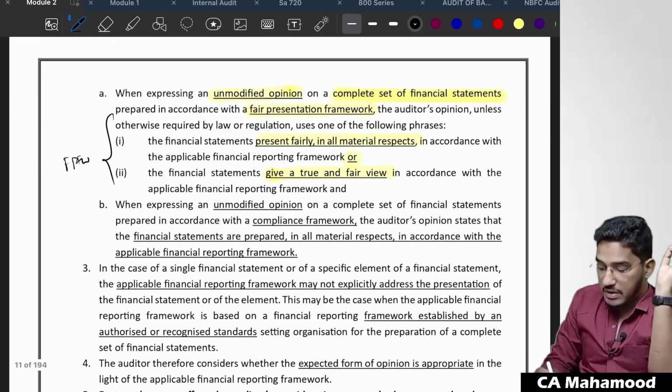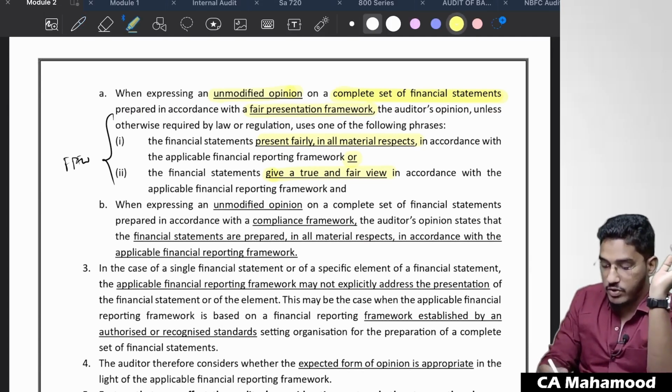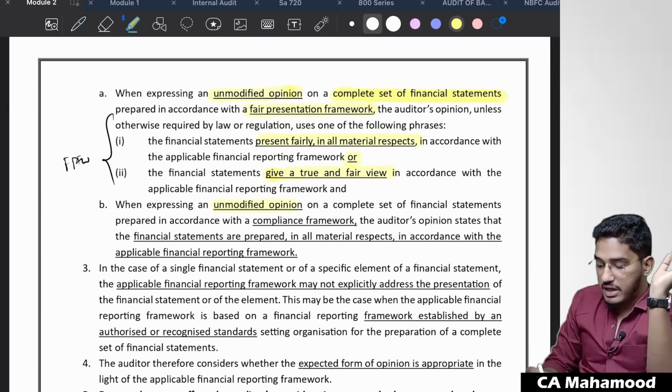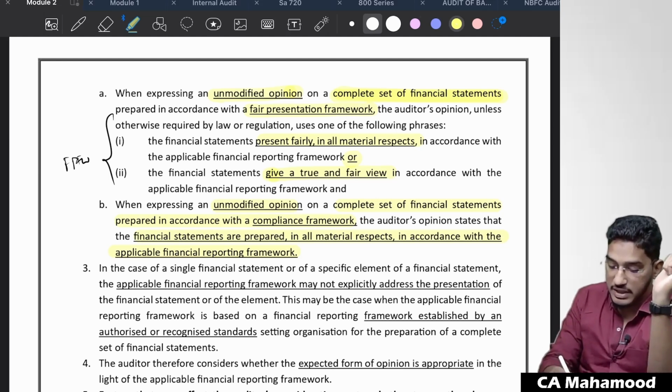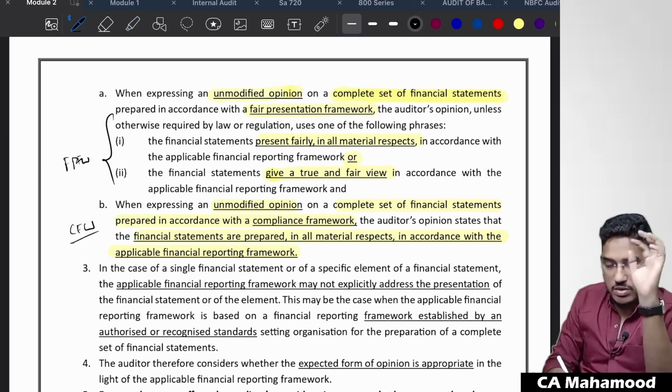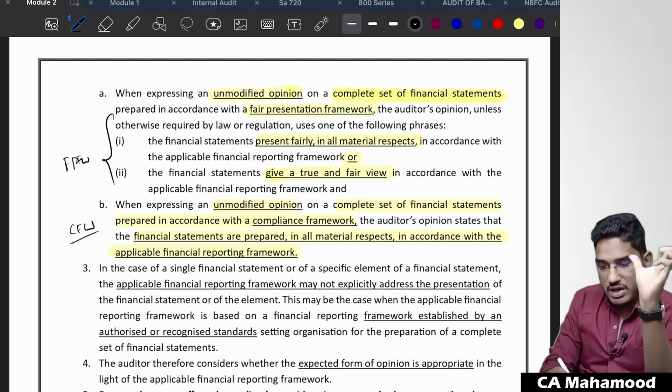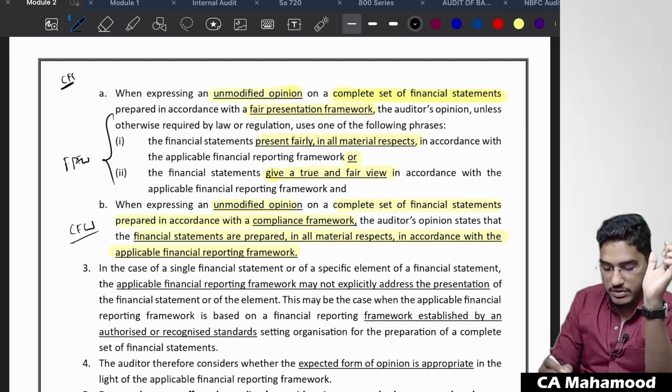However, if you want to express an unmodified opinion on financial statements prepared as per the compliance framework, then what will you do? When expressing an unmodified opinion on a complete set of financial statements prepared in accordance with the compliance framework, the auditor's opinion states that the financial statements are prepared, in all material respects, in accordance with the applicable financial reporting framework. Understood? This is in case of the compliance framework. They did not talk about single financial statements. They're talking about general points regarding complete financial statements.